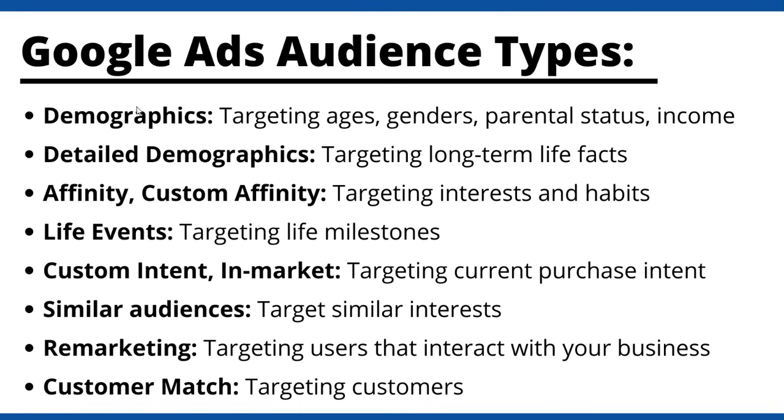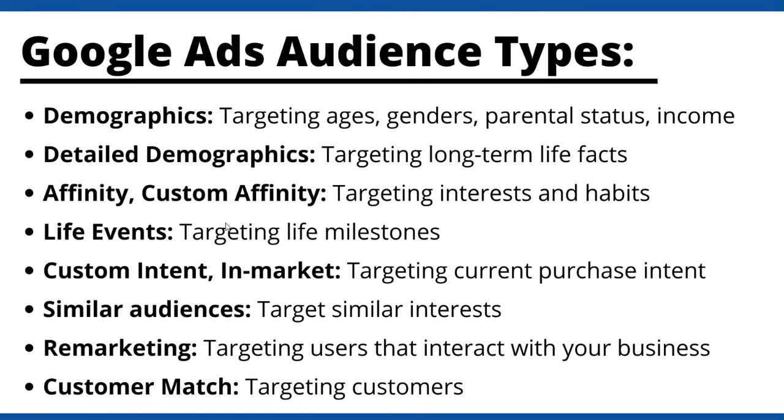So some of the options you have: demographics, pretty obvious, ages, genders, parental status, income. Detailed demographics, you're targeting long-term life facts. So you could target people who are married or target homeowners, for example. Affinity and custom affinity, so you're targeting people based on some of their interests and habits. So for example, you can target someone who has an interest in investing. They might not currently be looking for anything related to investing in terms of a trading platform or any types of tools or services, but that is an interest that they have.